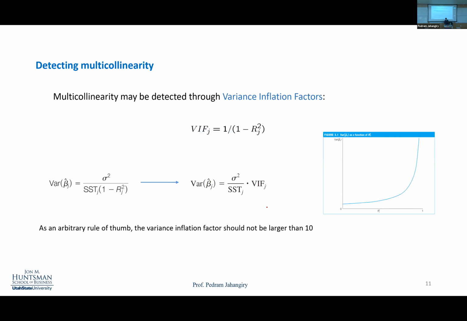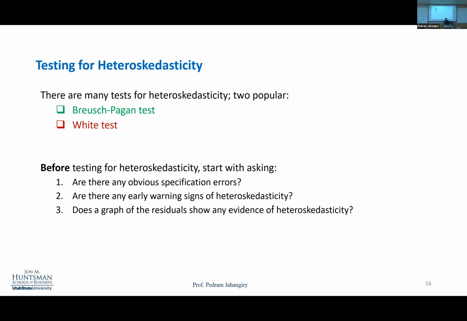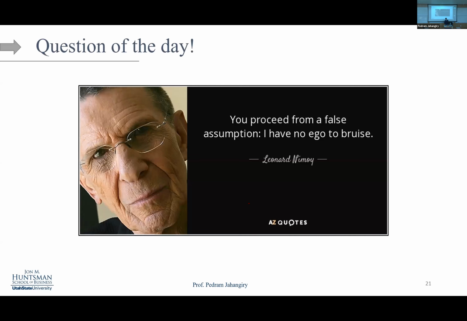Okay. So again, this is just a refresher. I want you to look at these assumptions. I took this from the econometric course. And then what's the message here? So this is the question of the day. You proceed from a false assumption. I have no ego to bruise. Who is this guy? If you want to replace it with OLS versus machine learning, which one is saying this sentence? You proceed from a false assumption. I have no ego to bruise.